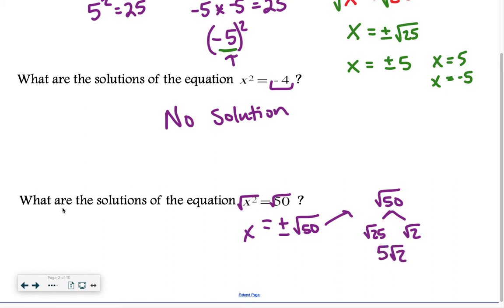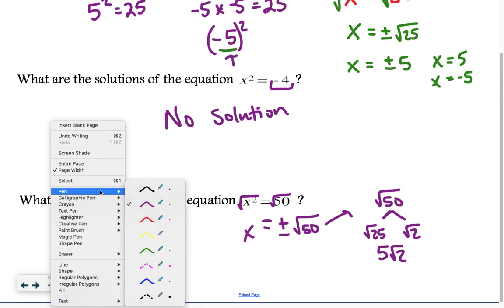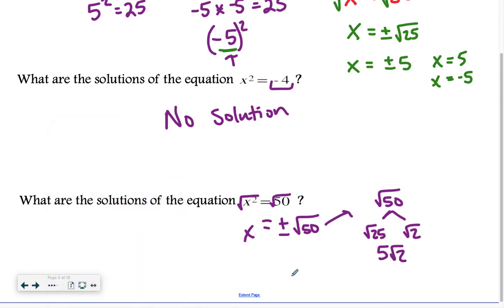So my final answer for this problem, if my pen will load, it's being a little glitchy tonight, my answer would be x equals the positive version of 5 square root of 2 and the negative version of 5 square root of 2. So that would be my answer.